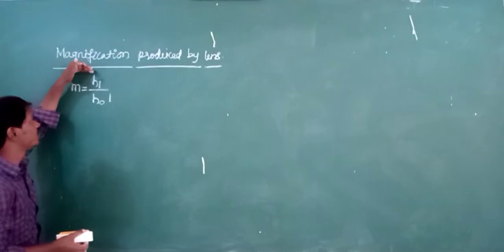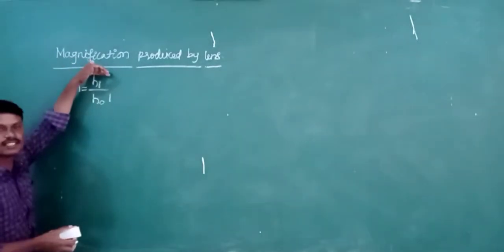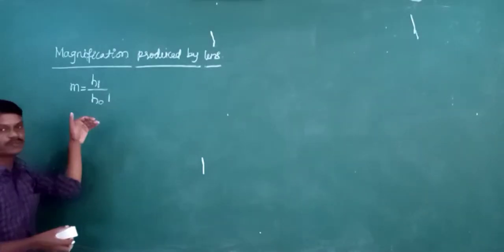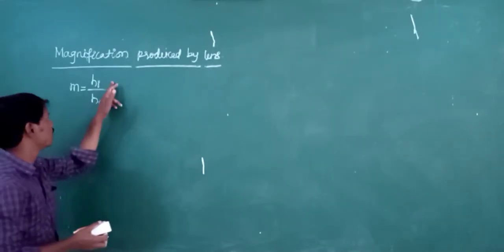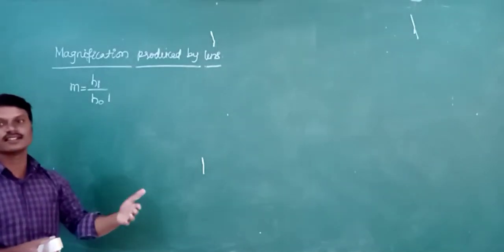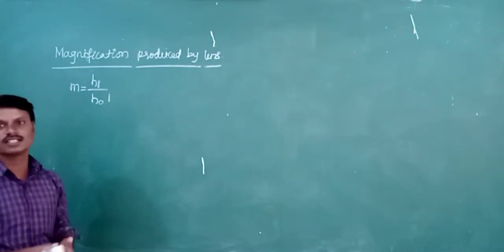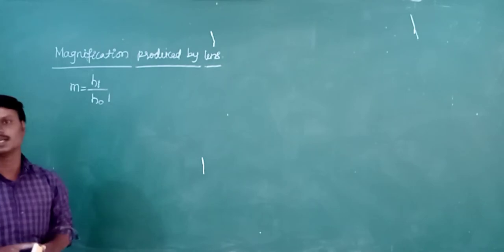Why does it have no unit here? Height of the image is measured in centimeter. Height of the object is also measured in centimeter. Centimeter gets cancelled. If it has no unit, then it has no dimension and it is just a scalar quantity because it is just a number.